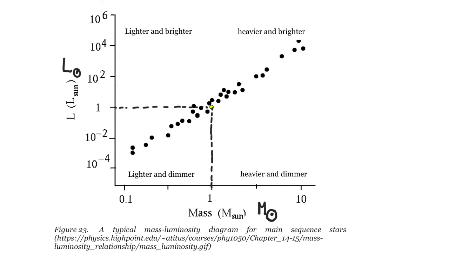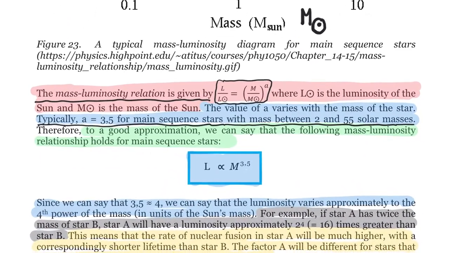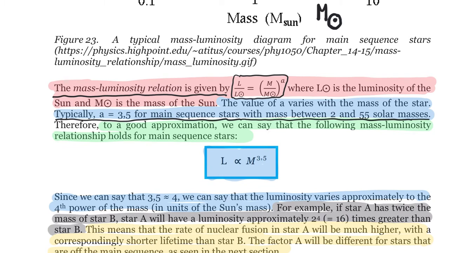Now, if we look quantitatively at the mass-luminosity relation, then we get this. We get that when the luminosity of a star is compared to the luminosity of the sun, so that's a relative quantity, then it's dependent on the mass of the star's relationship to the mass of the sun. So the mass over the sun, that's also relative. And it's to some power.